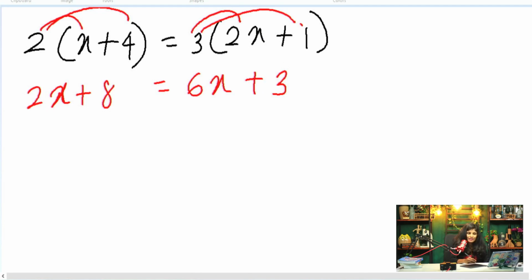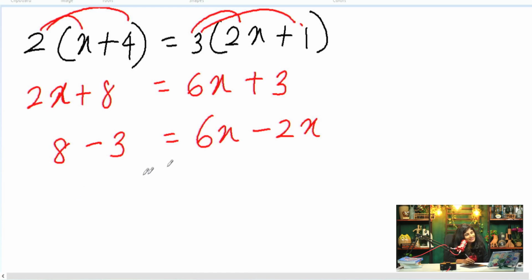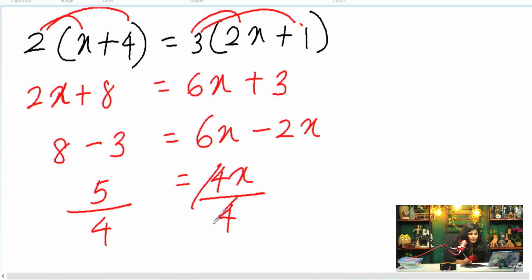All the x on one side. Here 6x minus 2x. Here we have 8 minus 3. 8 minus 3 means what is the answer? 5. 6x minus 2x, answer? 4x. Okay, so divide both sides by 4. 4 and 4 are cancelling out. x equals 5 over 4.